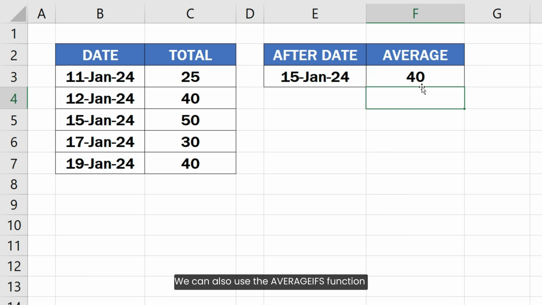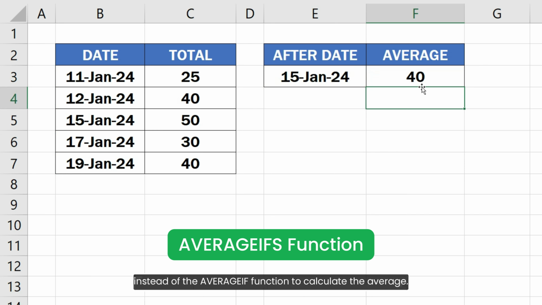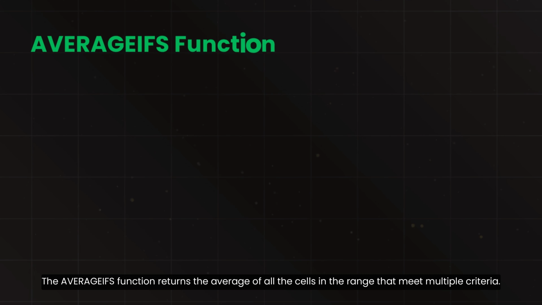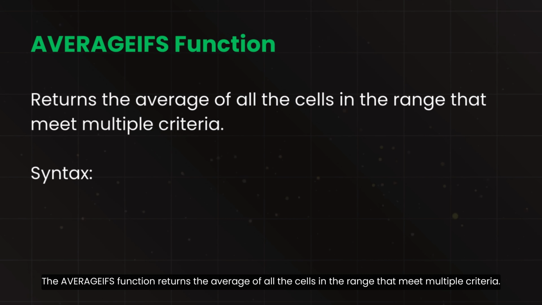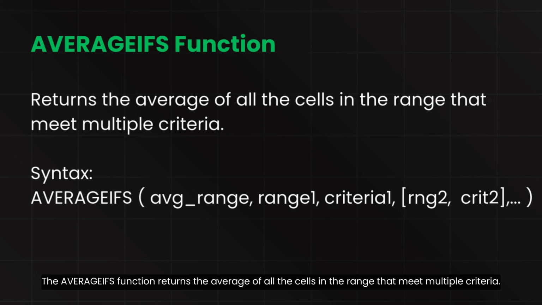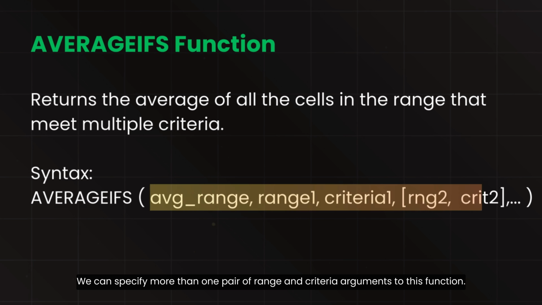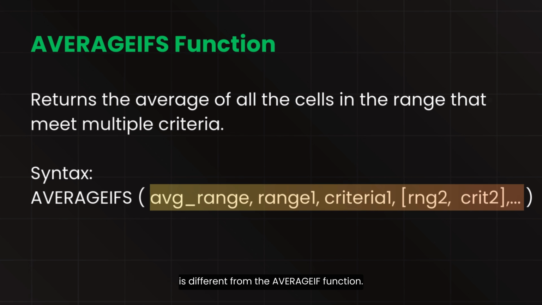We can also use the AVERAGEIFs function instead of the AVERAGEIF function to calculate the average. The AVERAGEIFs function returns the average of all the cells in the range that meet multiple criteria. We can specify more than one pair of range and criteria arguments to this function. Please note that the order of the arguments of the AVERAGEIFs function is different from the AVERAGEIF function.